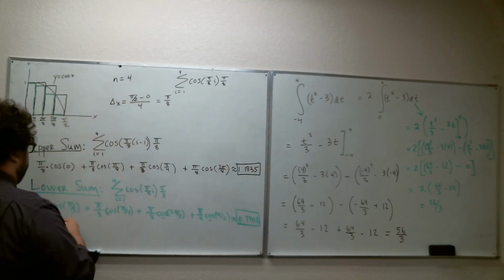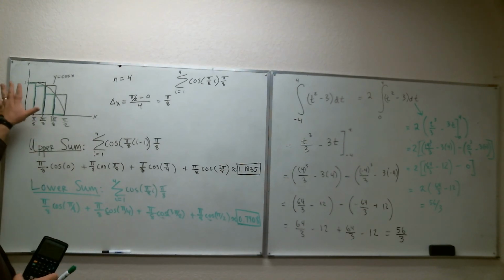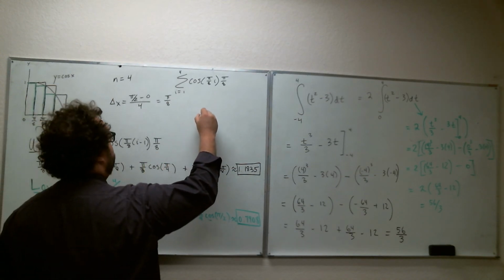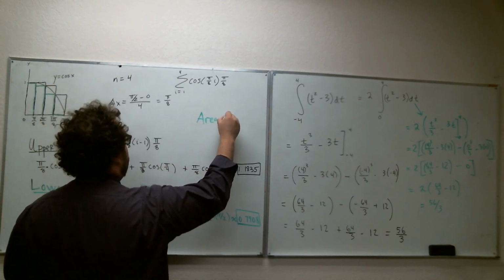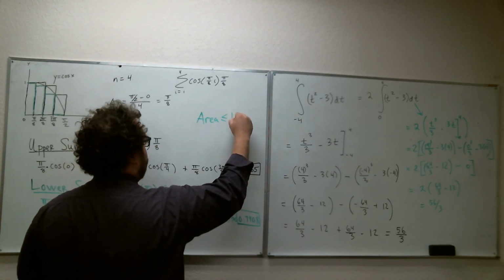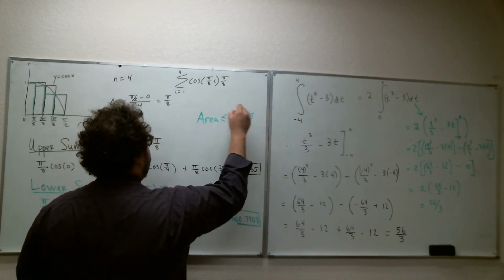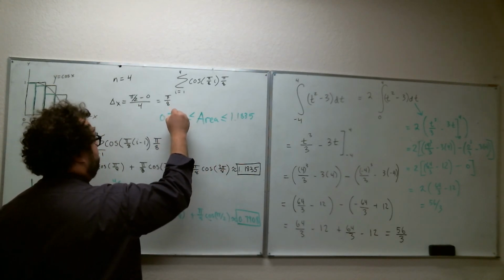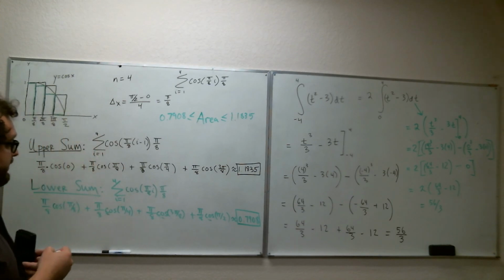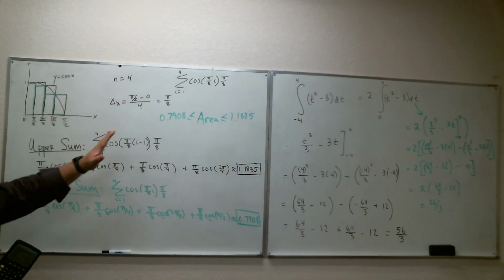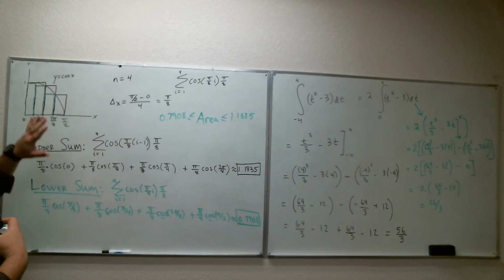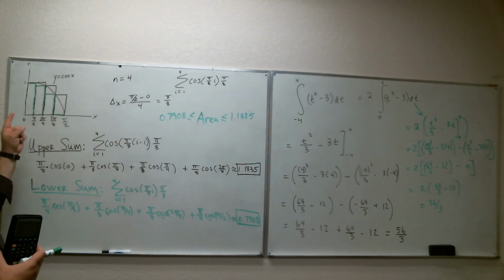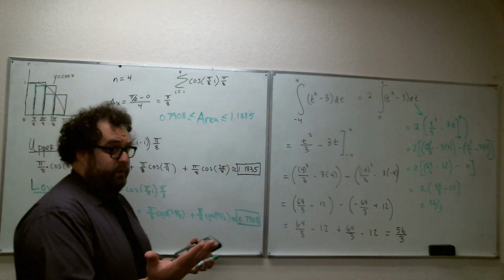upper sum. So what we know here is that the true area under the curve is somewhere between our upper estimate, 1.1835, and our lower estimate, 0.7908. True area. Now, why is this interpretation area? The interpretation is area because our function is non-negative over the interval 0 to pi over 2. Now, should we verify the result?